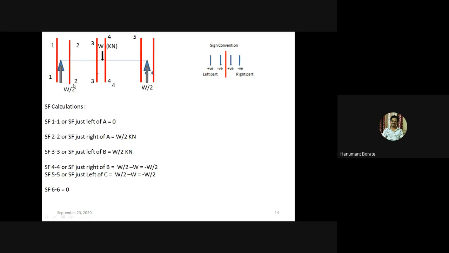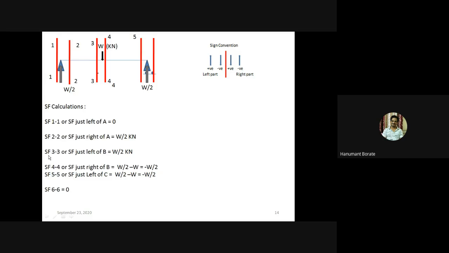So there is only one force, that is W by 2. Okay, and that force, see the sign convention. If we consider the left part, treat upward forces positive, downward forces negative. So this W by 2 force is acting in an upward direction. So SF at section 2 2 is W by 2, and that value is positive. Now consider section 3 3. This W is also point load or vertical load. Due to that, we have taken sections 3 3 and 4 4. Section 3 3 just left of this W load, and section 4 4 just right of this W load.